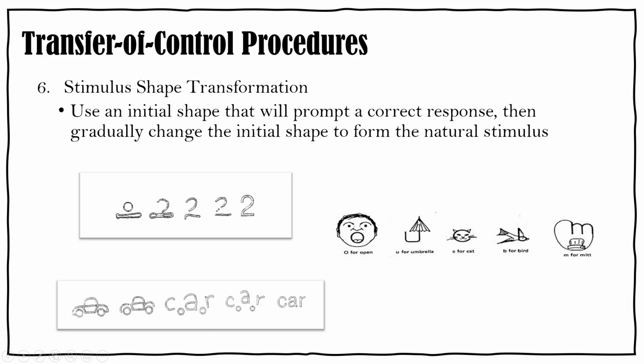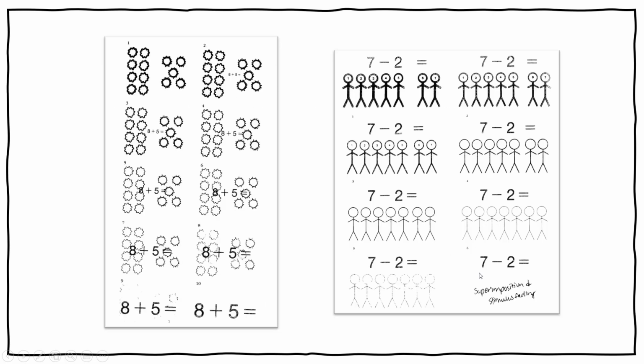Right here, they might say umbrella. You can fade it out to where it's the written word U. This one's cat. You can fade it out to where they have a C and things like that. Here's another example. They might be able to count these, and then you're going to start to fade out the prompt and enter in the actual numbers, and you fade those out, make the numbers bigger until the prompt is gone and the numbers are really big. And same here, you have this prompt here and you can just simply fade it out until you just have the numbers.